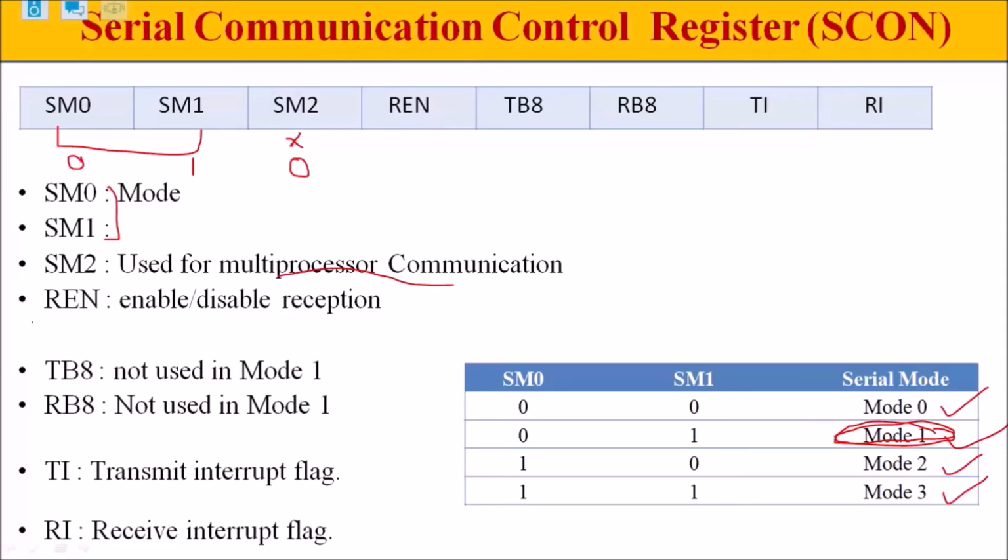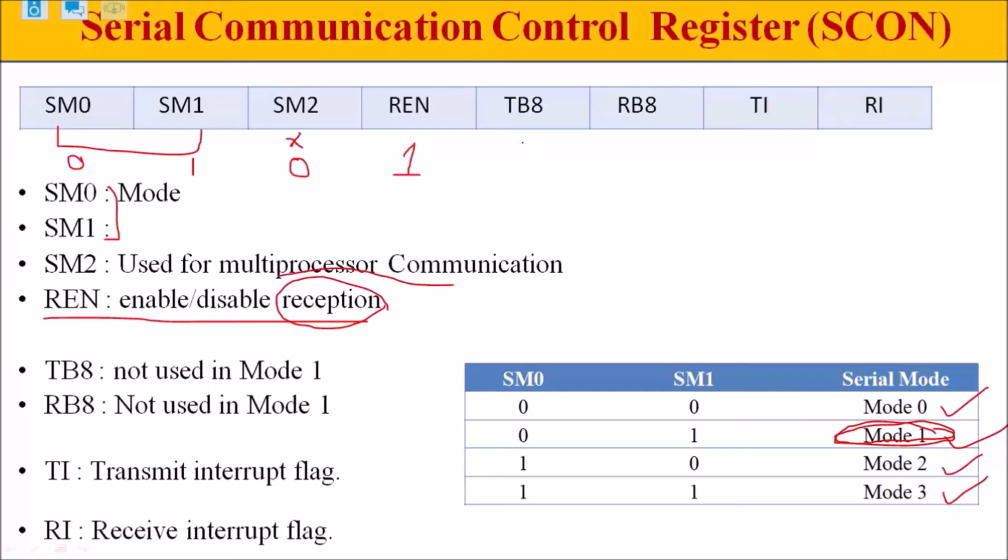Next bit is the REN bit. REN enables or disables reception. The transmitter is always enabled. But when you want to use the controller to receive data, you have to set this bit to 1. If this is 1, you can receive data. Always you can transmit data. But if you want to receive data, this bit should be 1. So even if we are writing a transmitter program, we'll set this bit to 1. For a transmitter program, you can store 0 here also, but we'll set this to 1.